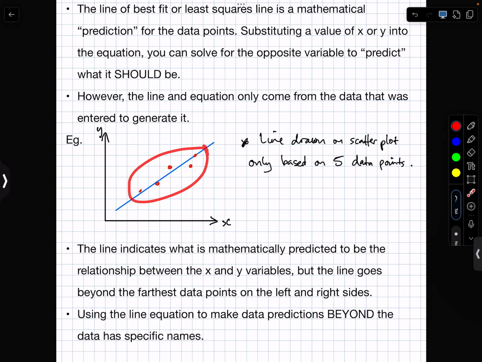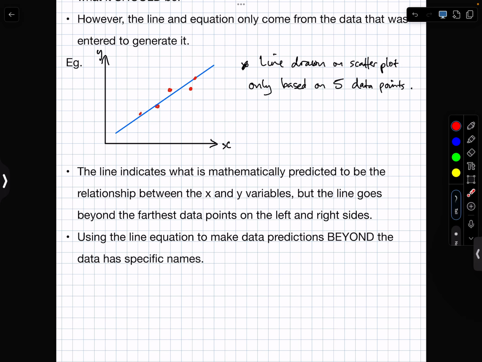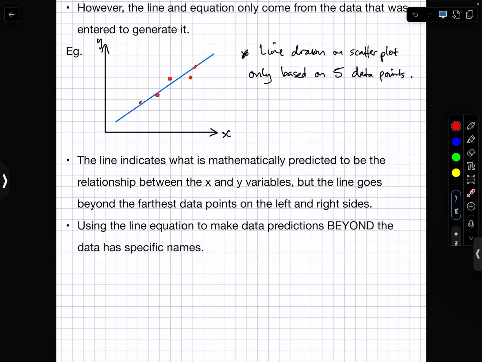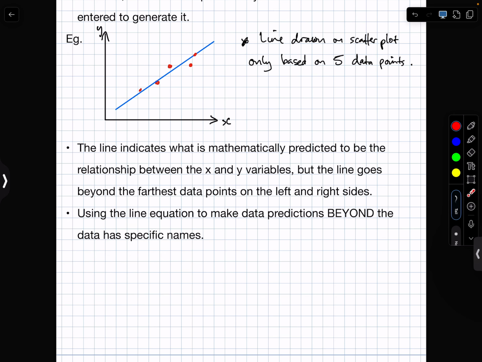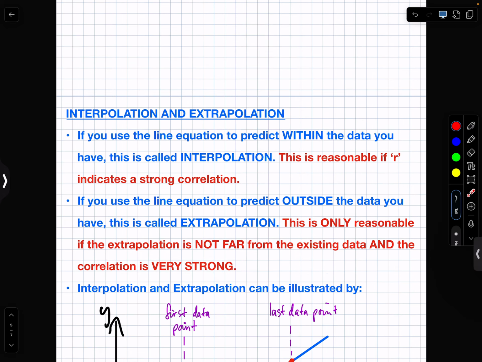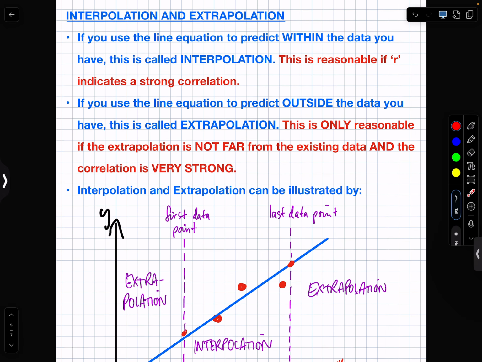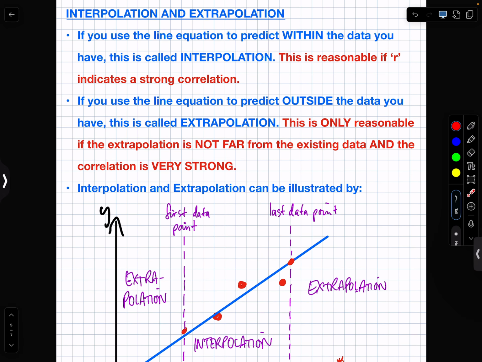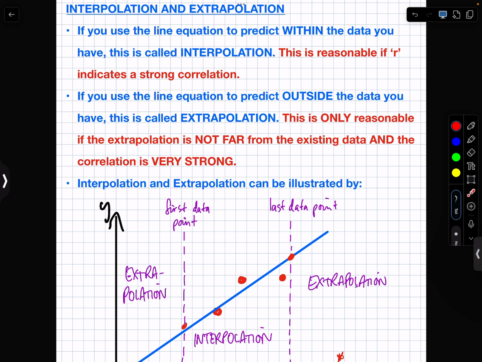The line indicates what's mathematically predicted to be the relationship between x and y, but the line goes beyond the farthest data points on the left and right sides. If we use the line equation to make data predictions beyond the data we have, it's got two names. It's called interpolation and extrapolation. If you use the line to predict within your data set, that's called interpolation. That's reasonable to do if your R is strong.